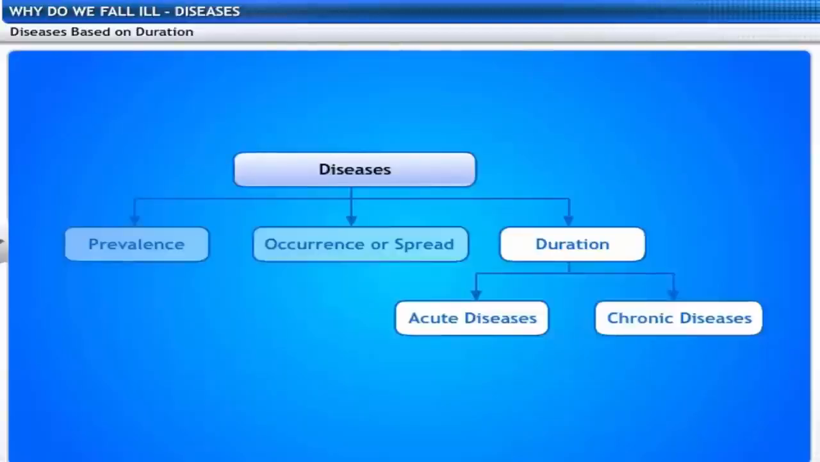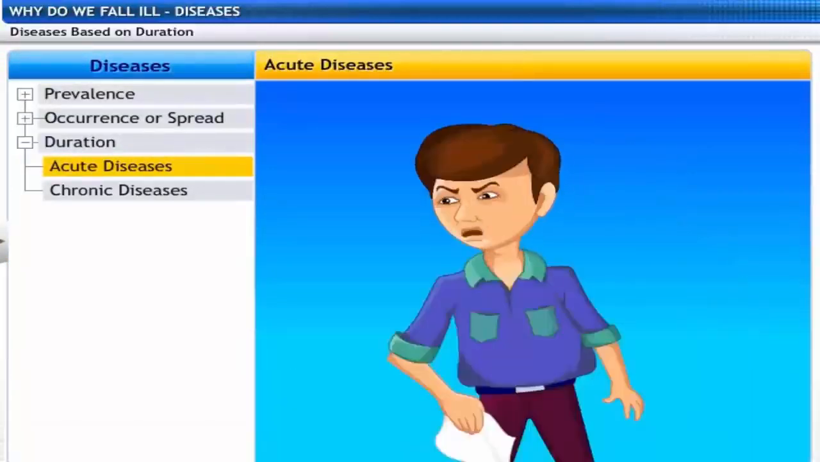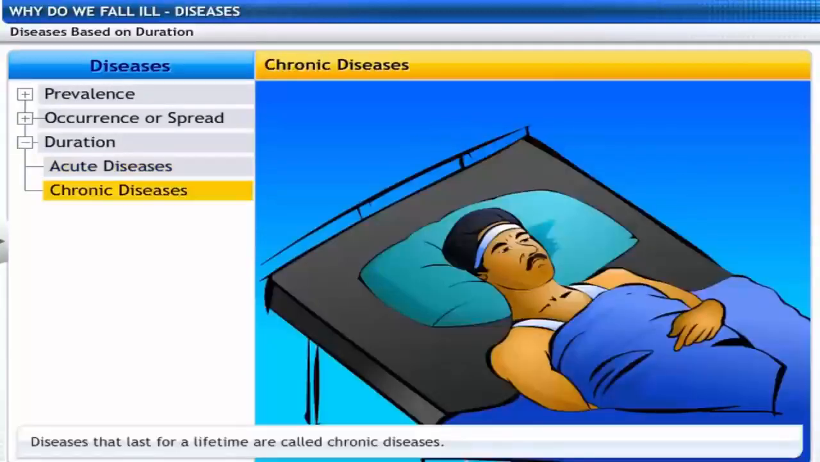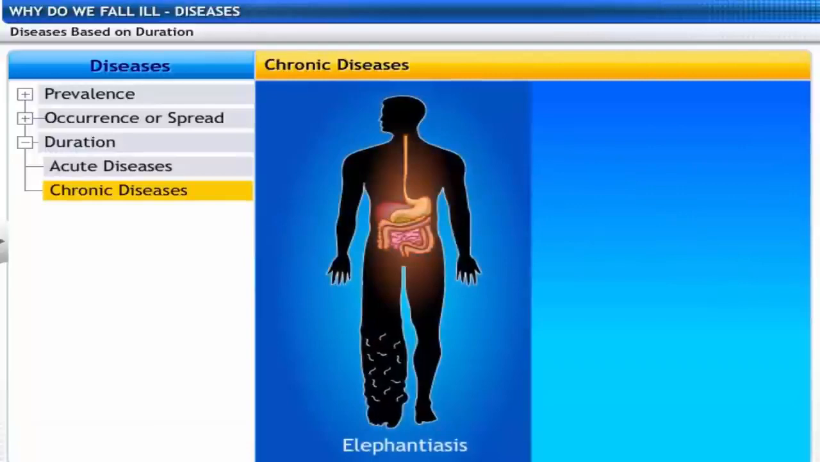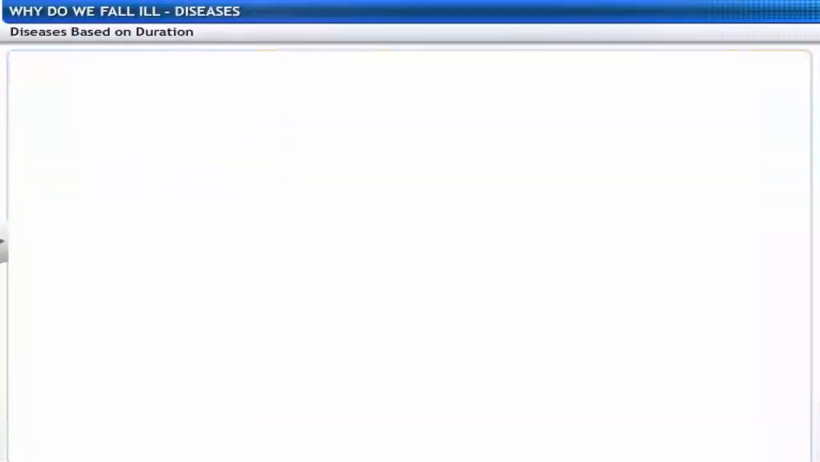Here's the classification of diseases based on duration. Diseases that last for a short period are called acute diseases. The common cold that lasts for a few days is an example. Diseases that last for a lifetime are called chronic diseases. Elephantiasis and diabetes are examples.